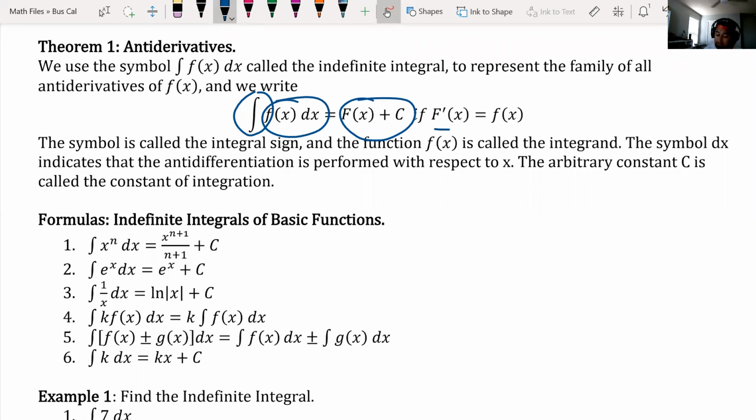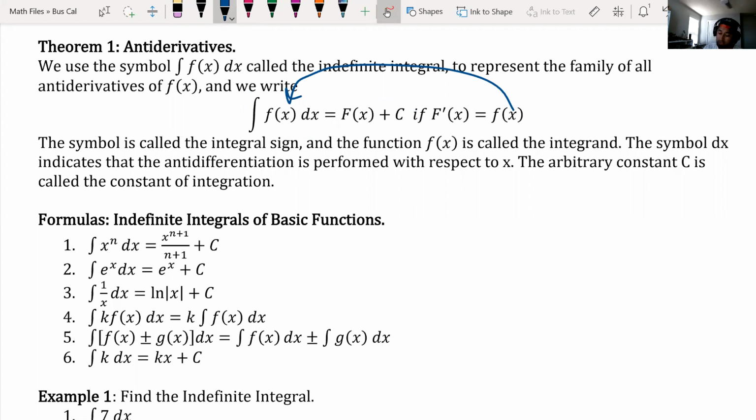And the last statement says the way to check if you have the right answer, well, the derivative should equal the inside function. So that's a way to check your work. Once you find the antiderivative, you can take the derivative to see if you've done everything right.